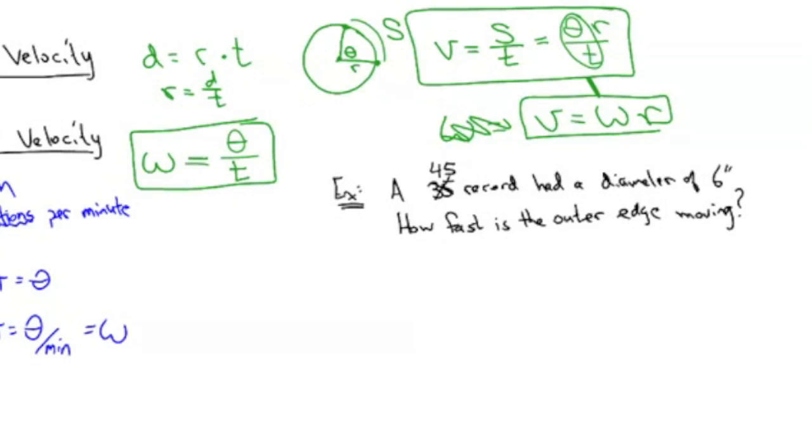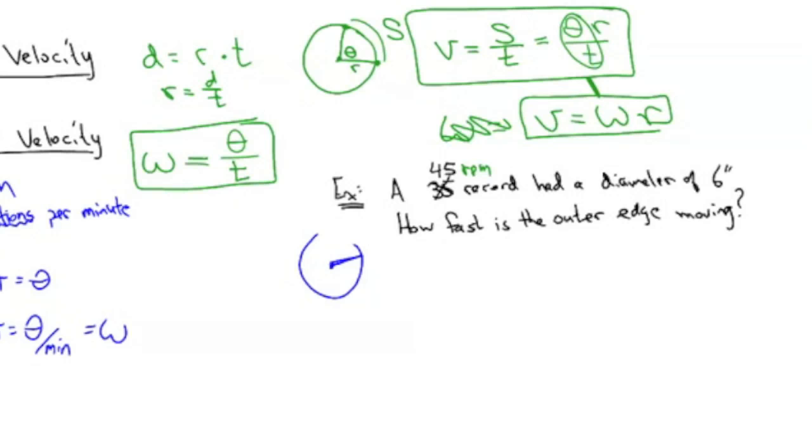So a 45 record, which has 45 revolutions per minute, has a diameter of 6 inches, and I need to find out how fast the outer edge is moving. So here's your record. The outer edge is any point on the outside, and as this record moves, I want to keep track of how fast that one point is moving on the circle itself.